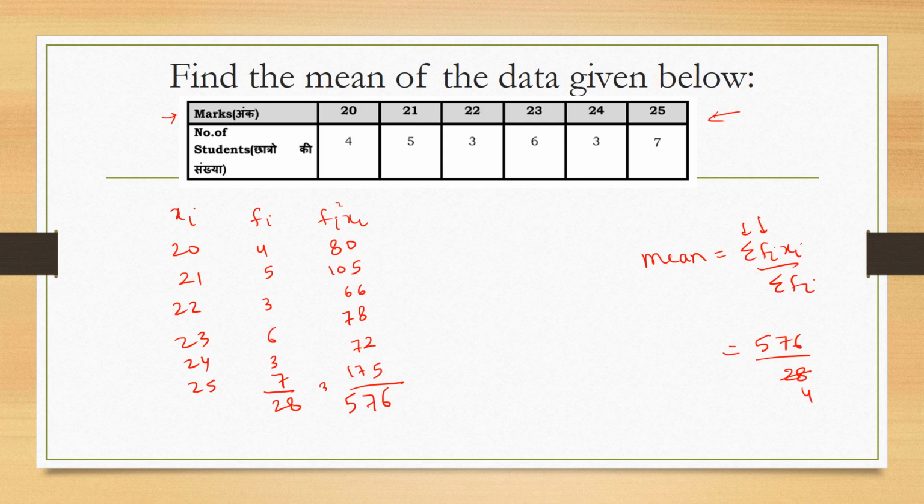4 sevens are 28, 4 ones are 4, 4 fours are 16. So 7 twos are 14, 7 fives are 35, 7 sevens are 49, and so on. This is your mean marks of the class.